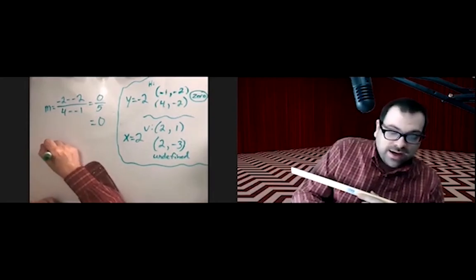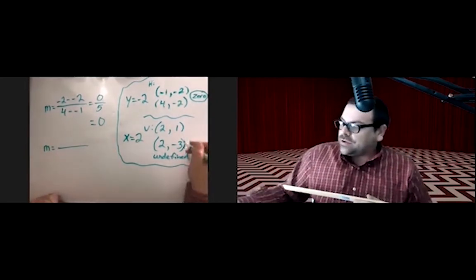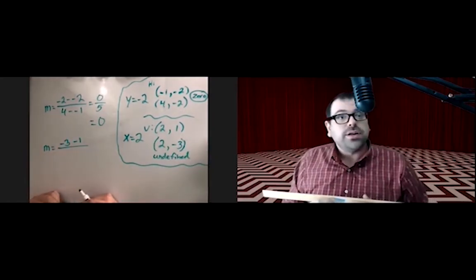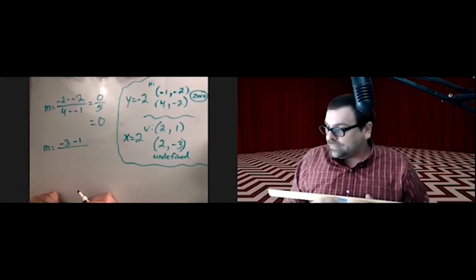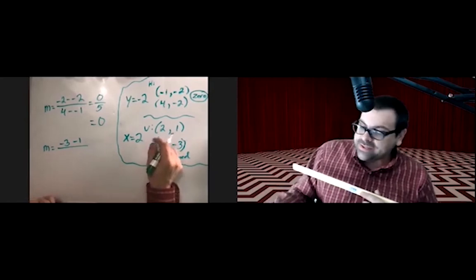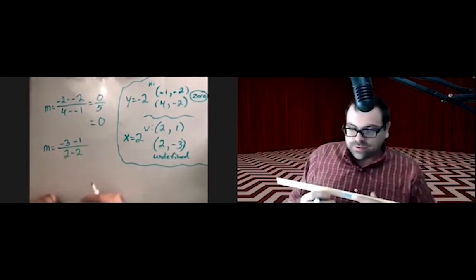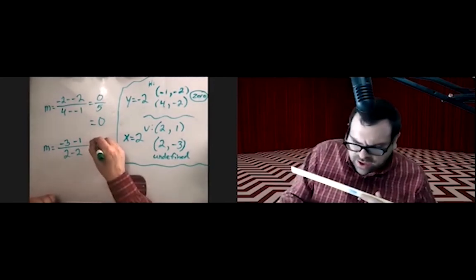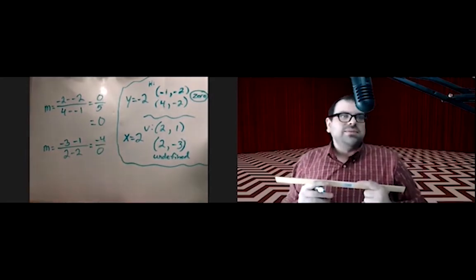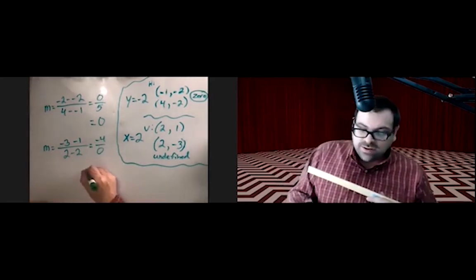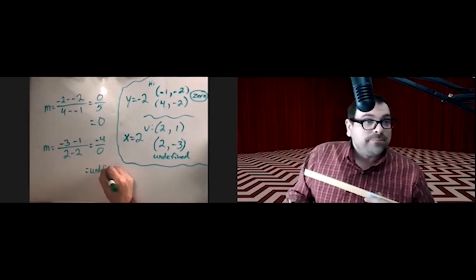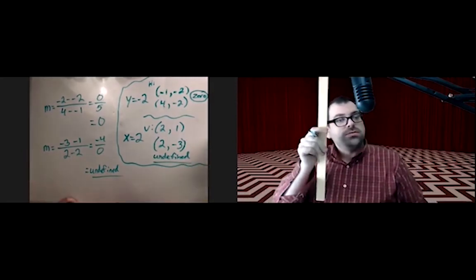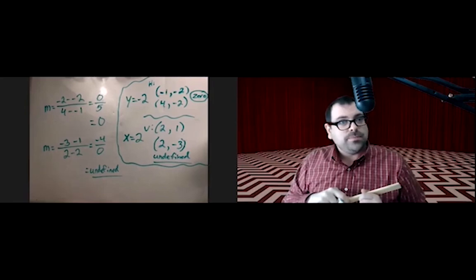If we do it on the vertical line, y2 minus y1, -3 minus 1. On the bottom, x2 minus x1, 2 minus 2. That's 0 on the bottom of a fraction, and it doesn't matter what's on top. We can't have 0 on the bottom of the fraction because it's undefined. And that's why we call straight up and down an undefined slope.